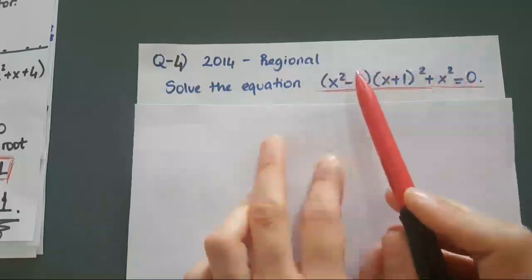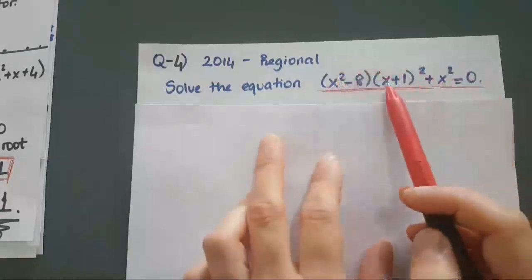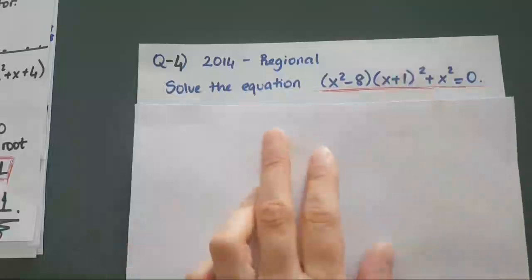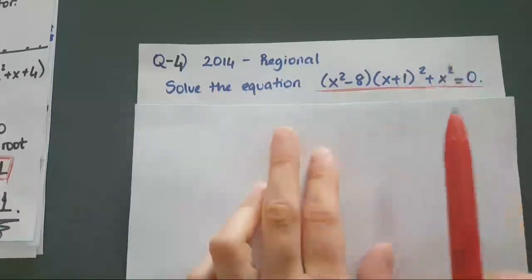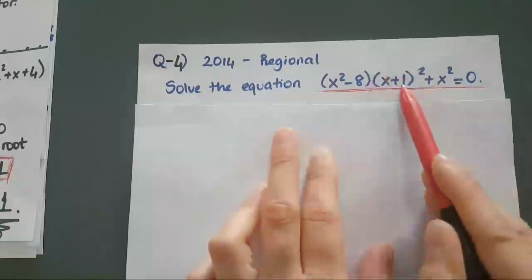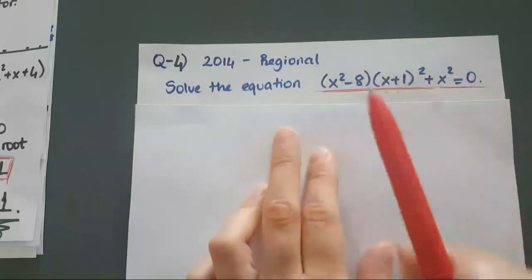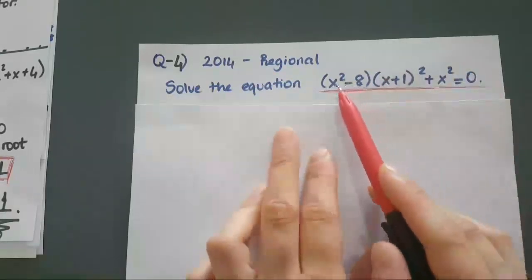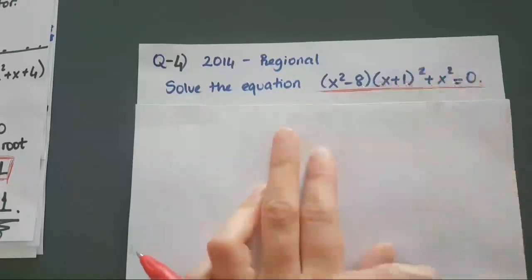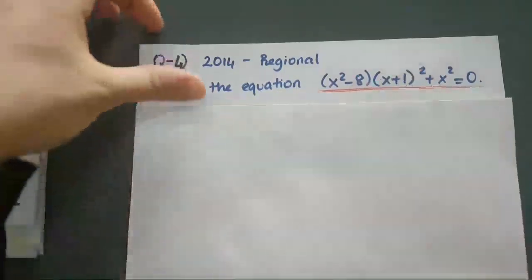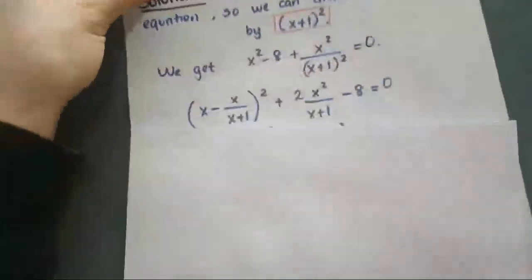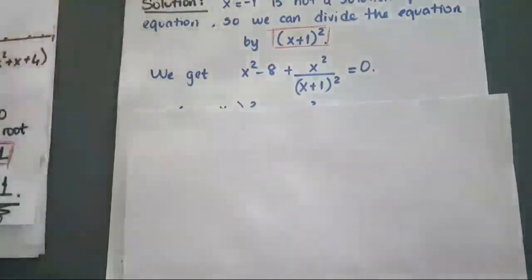Can I divide the whole equation by x plus 1 or by x plus 1 to the power of 2? Can I do that? Why not? But to be able to divide the equation by x plus 1 to the power of 2, I have to check whether minus 1 is a root of the equation or not. So if I check minus 1, minus 1, minus 7, does it satisfy the equation? No, it does not satisfy. So minus 1 is not a solution of the problem. So we can divide both sides of the equation by x plus 1 to the power of 2.